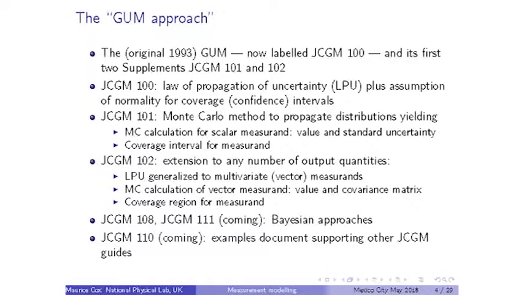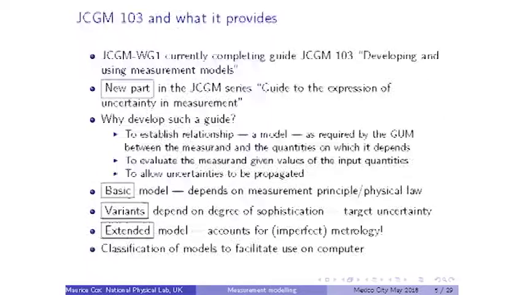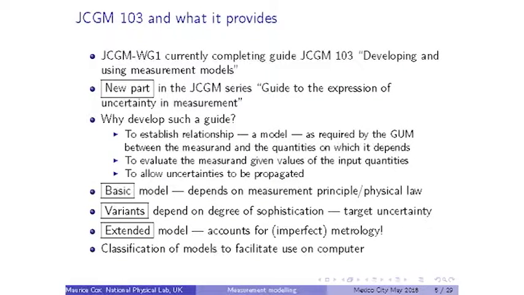And I mentioned some other documents which are forthcoming. The main part of this talk is concerned with JCGM 103 and what it provides. As I say, JCGM Working Group 1 on the GUM hopes to publish this guide this year or next year. It's a new part in the JCGM series, Guide to the Expression of Uncertainty in Measurement. That is the title of the current GUM. That title is being used as an umbrella title for the whole suite of documents that the JCGM is producing.